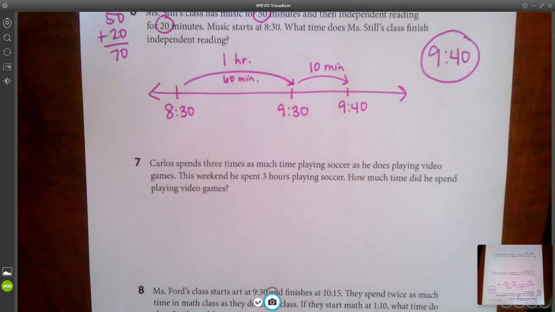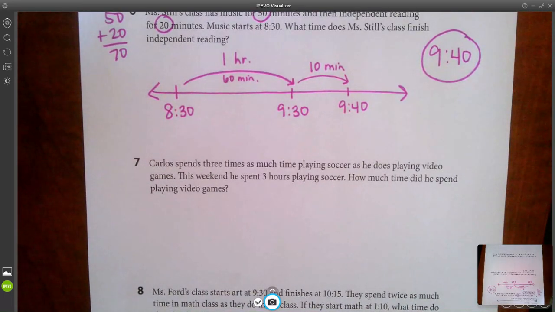Number 7, Carlos spends 3 times as much time playing soccer as he does playing video games. This weekend, he spent 3 hours playing soccer. How much time did he spend playing video games?